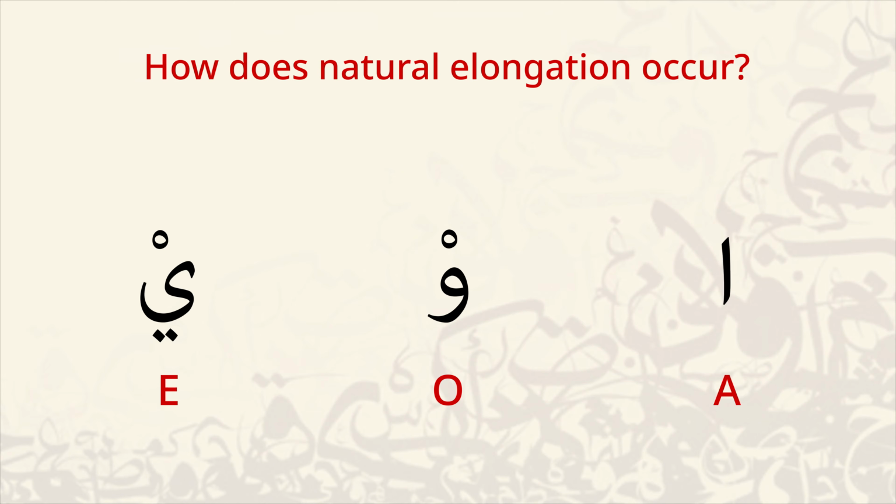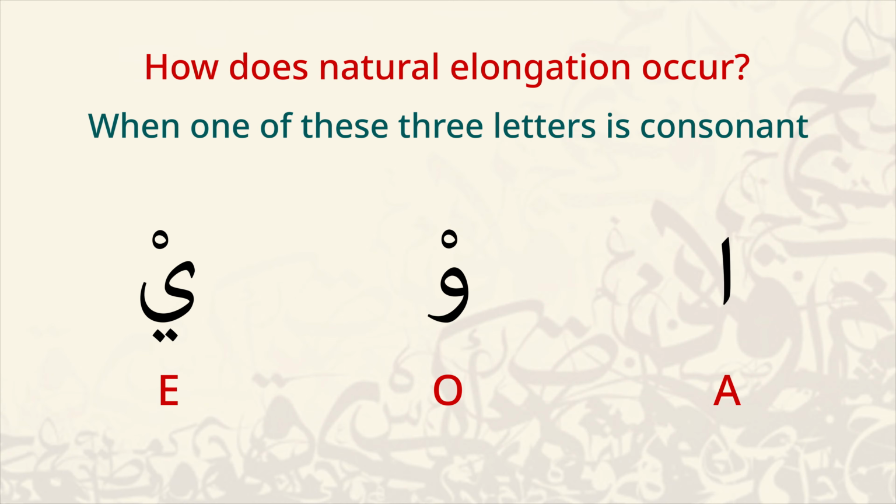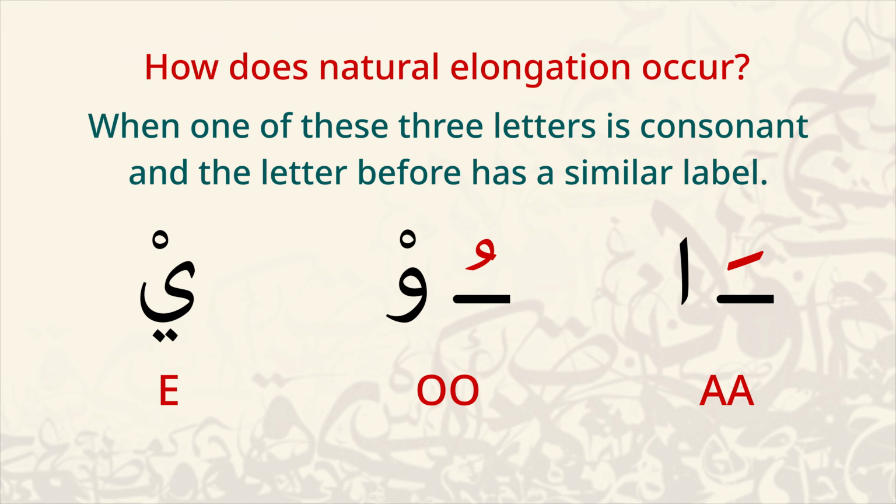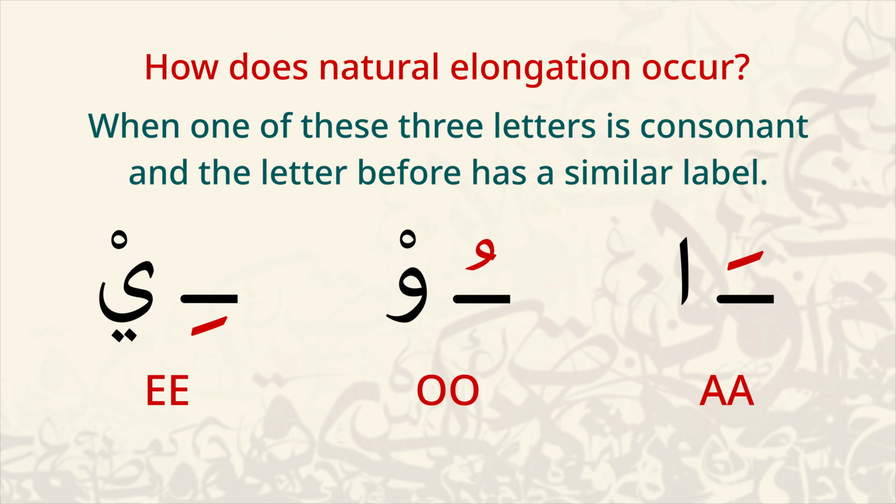Natural elongation happens when one of these 3 letters shows consonant and the letter before has a label of a similar sound. Which means, when we see a consonant Alef and the letter before is labeled with Fatha, a consonant Waw and the letter before is labeled with Dhamma, and a consonant Ya and the letter before has Kasra. Let's begin with a simple example to understand how long vowels are formed.